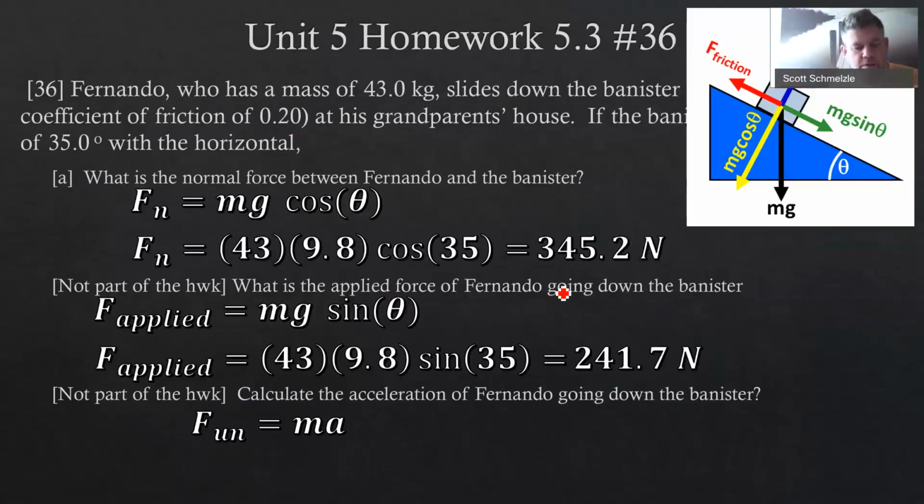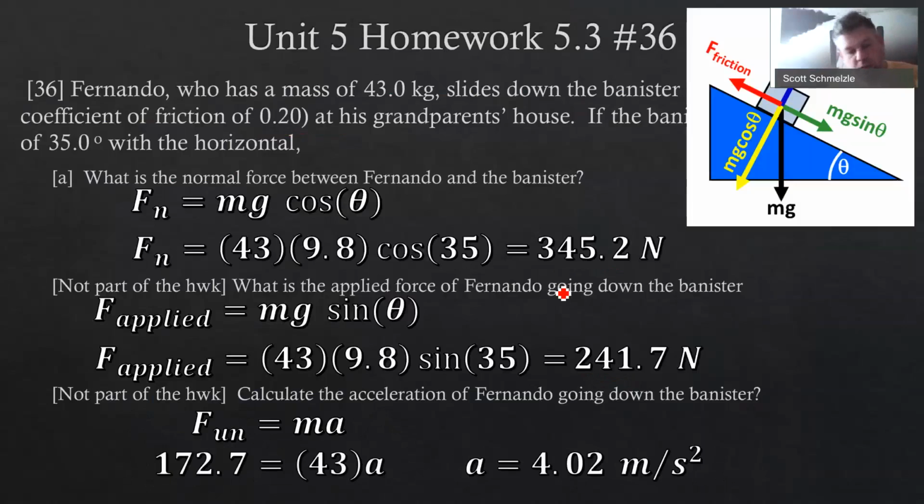Okay? So once we know that, to find acceleration is pretty straightforward, right? We know the F_un. Then what we're able to do is say, okay, Fernando has a mass of 43 kilograms. So 172.7 divided by 43, our acceleration ends up being 4.02 meters per second squared. All right.